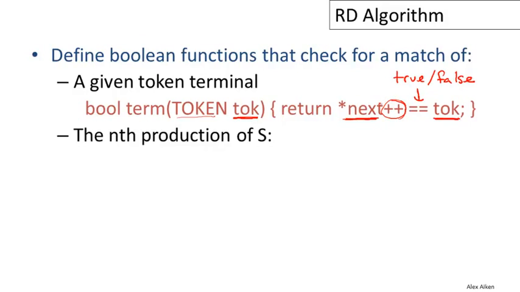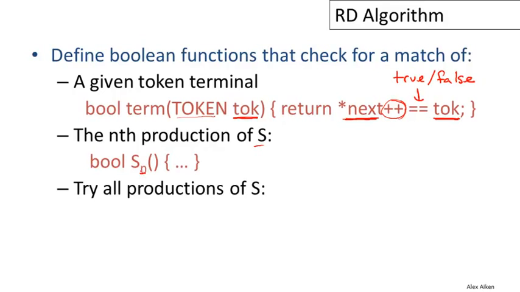Now, another thing we need to check for a match of is the nth production of S. So this is a particular production of a particular non-terminal S. And we'll denote that by a function that returns a Boolean, and it's written as S sub n. So this is a function that only checks for the success of one production of S. And I won't write out the code for that now. We'll see that in a minute.